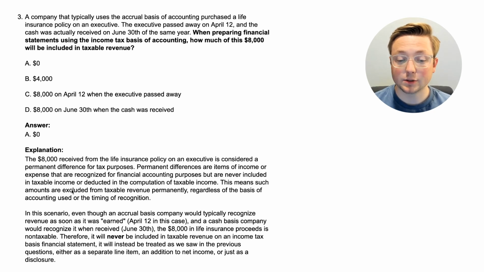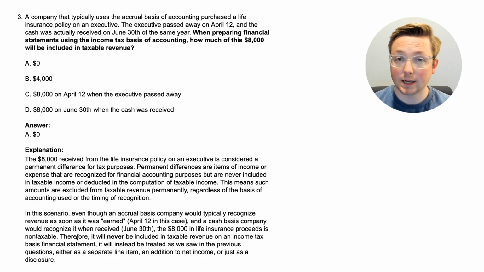This means such items are excluded from taxable revenue permanently, regardless of the basis of accounting used or the timing of recognition. So in this scenario, even though an accrual basis company would typically recognize revenue as soon as it was earned, so again, they're an accrual company and the executive passed away on April 12th, which means that the policy goes into effect as of April 12th. They would recognize it on that date, and a cash basis company would recognize it when received on June 30th. That's when they got the cash. The $8,000 in life insurance proceeds is non-taxable.